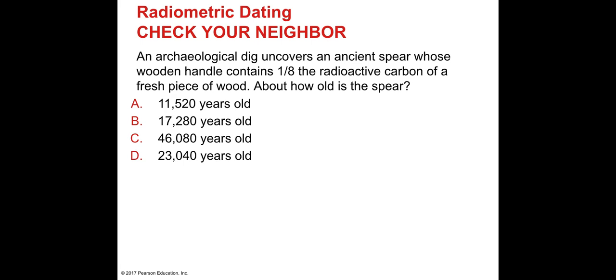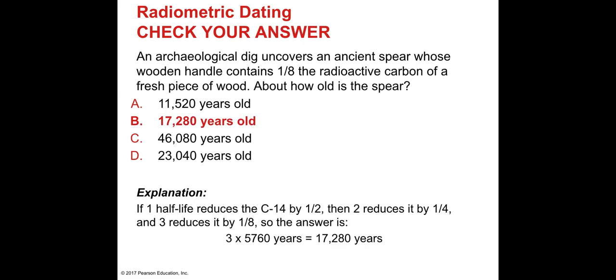An archaeological dig uncovers an ancient spear whose wooden handle contains 1/8 the radioactive carbon of a fresh piece of wood. How old is the spear? 1/8 means that for you to estimate the age, look at the explanation here. If one half-life reduces the carbon-14 by half, then 2 reduces it by 1/4, and 3 reduces it by 1/8. So you multiply that 3 by the half-life, and that's how old it is.